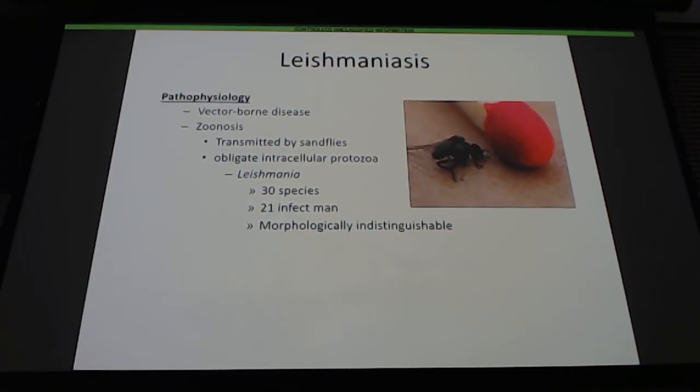Okay, so vector-borne, right? You said it was a sandfly. There's 30 species, 21 affect humans. They're morphologically indistinguishable. So the sandfly bites you and releases promastigotes. Your macrophages go and try to kill those things, but they don't. Those promastigotes transform into amastigotes, okay? And then they multiply by subdivision inside your phagocytic cells. That's really what happens. And it just continues to replicate inside your phagocytic cells.